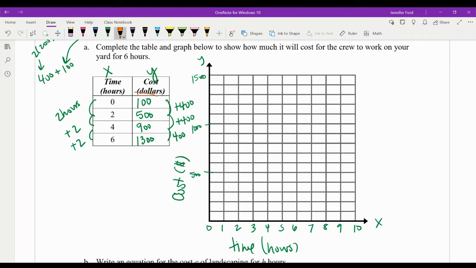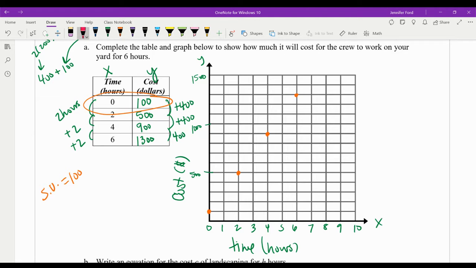For this situation, we have a starting value of $100. So that means on this x, when x is 0, y is already at $100. And then it goes up by $400 every 2 hours. 1, 2, 3, $400 every 2 hours. $400 every 2 hours. Okay.